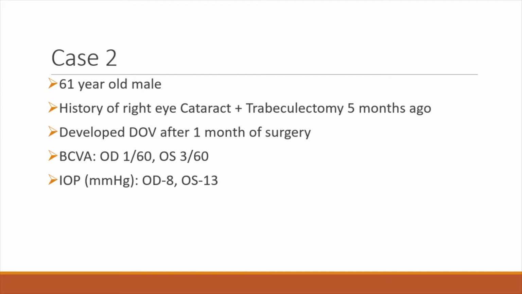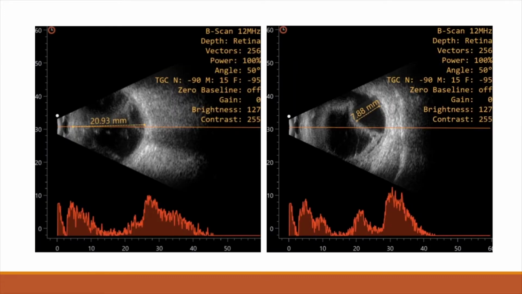Now coming up to case 2, it's a 61-year-old male presented with diminution of vision 1 month after cataract surgery. He had cataract plus trabeculectomy 5 months ago. His best corrected visual acuity was 1 by 16 right eye and left eye 3 by 60. Intraocular pressure in right eye was 8 millimeter of mercury and left eye was 13 millimeter of mercury.